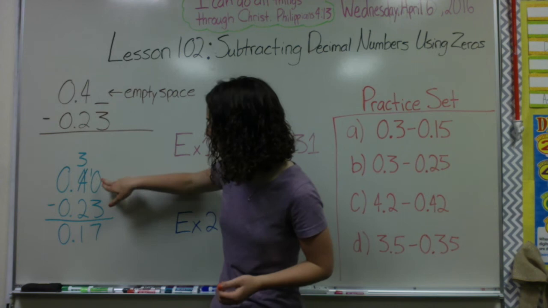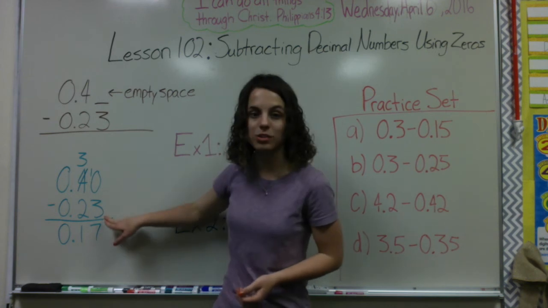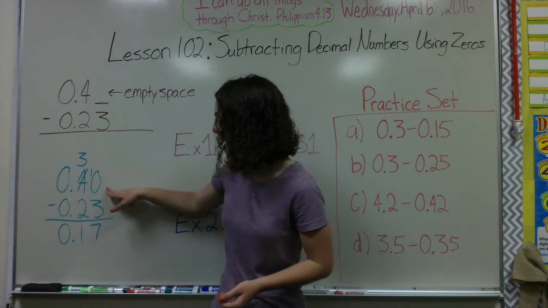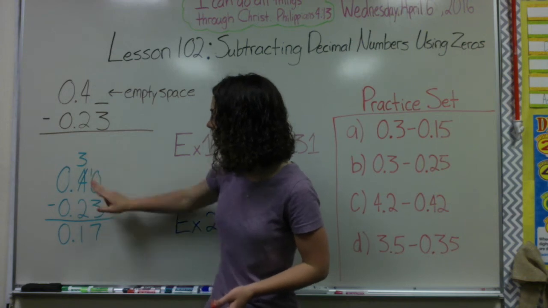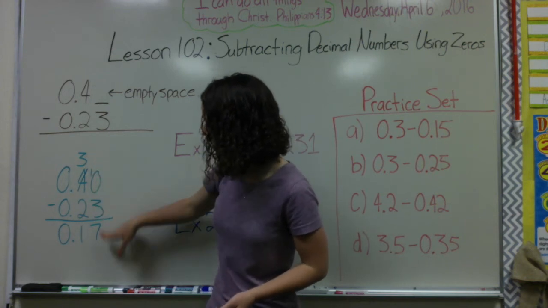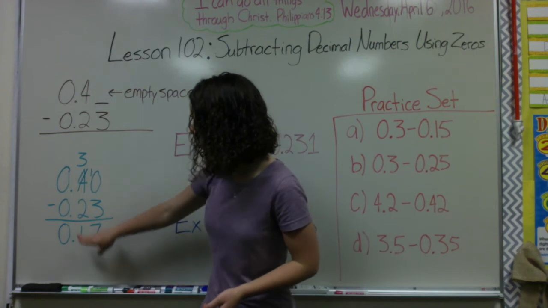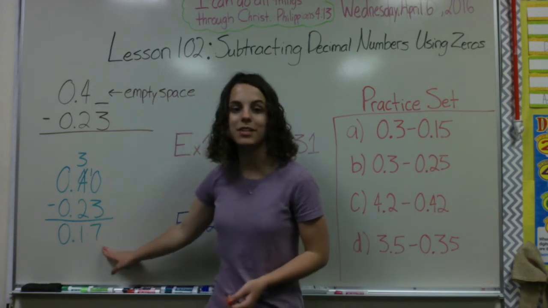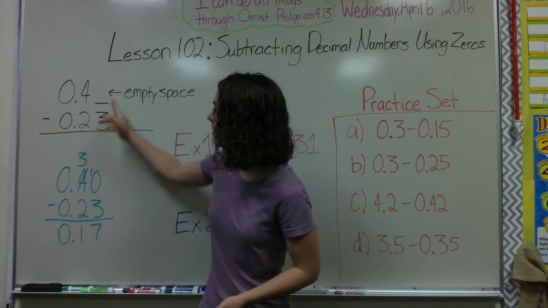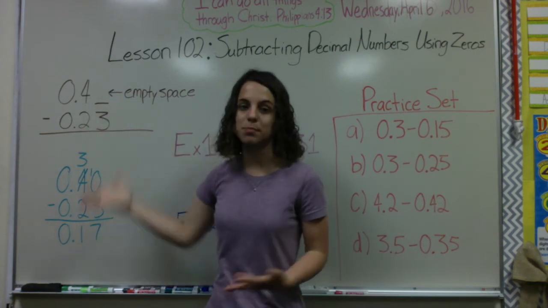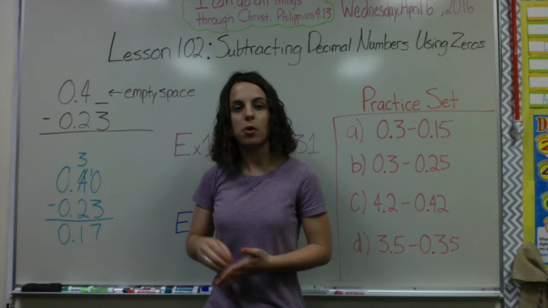So I have to borrow because I can't do 0 minus 3. I have to change this to a 10 and borrow it from the tenths place. So my tenths becomes a 3, and 10 minus 3 is 7, and 3 minus 2 is 1. So I have 17 hundredths with this problem. Whenever I have an empty space, all I need to do is plug in a 0. It's a very simple concept to remember.